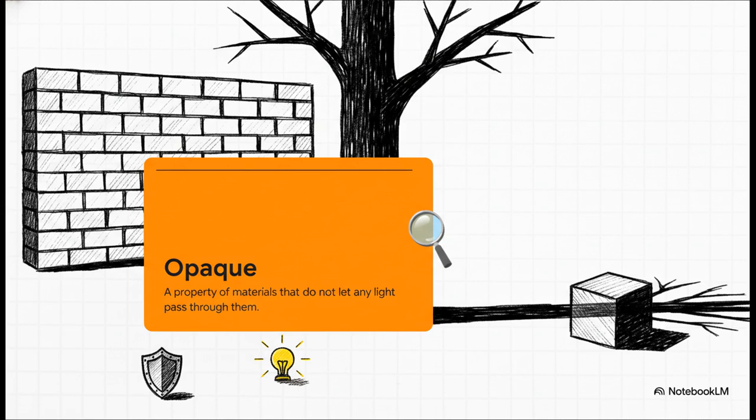Okay, so to get a really good, dark, crisp shadow, you need a certain kind of object. And the key property here is a word you probably know: opaque. Opaque materials are basically like a brick wall for light. They don't let any of it through, and that's what gives you those sharp, clear shadows we all recognize.